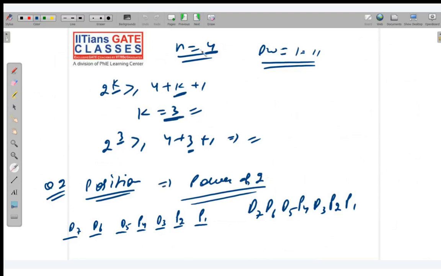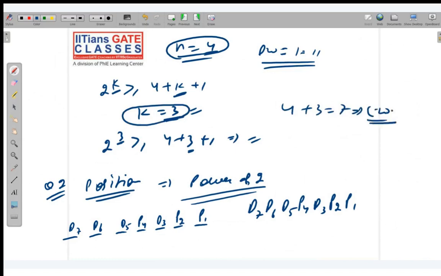So 4 is the data word length and 3 parity bits are added. 4 plus 3 is equal to 7, so 7 will be the length of the code word. I will write positions 1, 2, 3, 4, 5, 6, 7. What are the power of 2 positions? This is the first position, 2 power 0 is 1, so P1. 2 power 1 is 2, so P2.